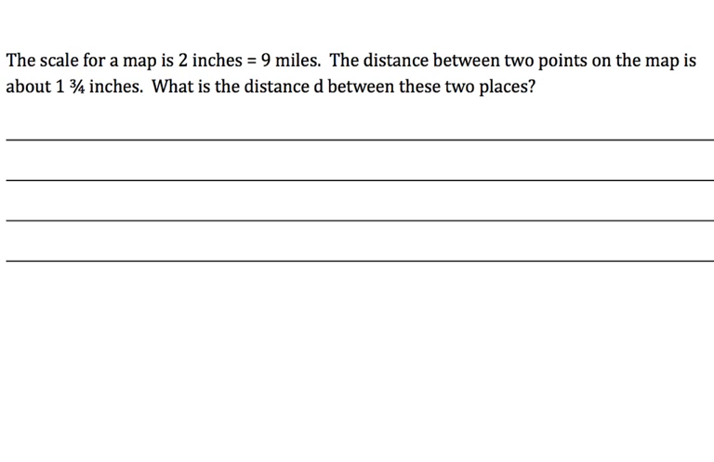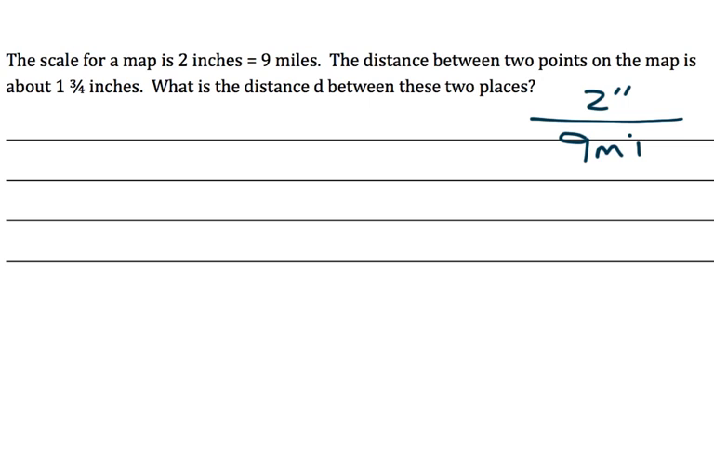Read this on your own. Pause the video if you need to. But the scale for a map is 2 inches is equal to 9 miles. Now this means that if I look on a map and I have something that's 2 inches long, this really is reflective of 9 miles. So it's the ratio of a distance in inches to a distance in miles, and that's just to represent scale.